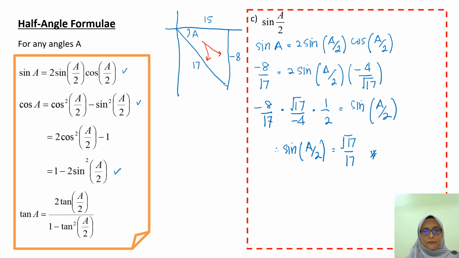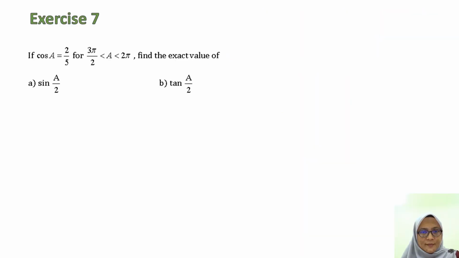So that is for value for half angle. Okay, so this is exercise 7 for you to try. I give you the answer: tangent A over 2 is negative 3 over 7.